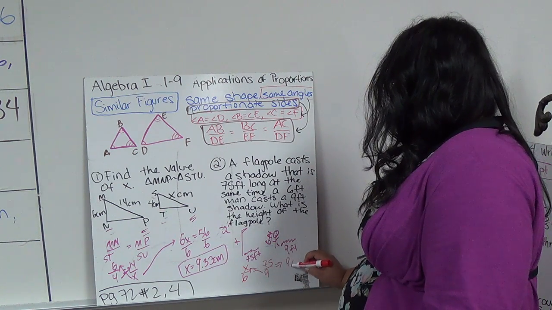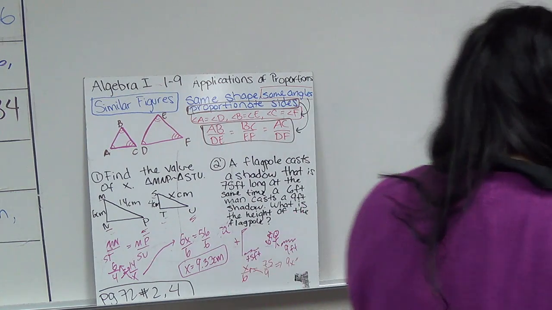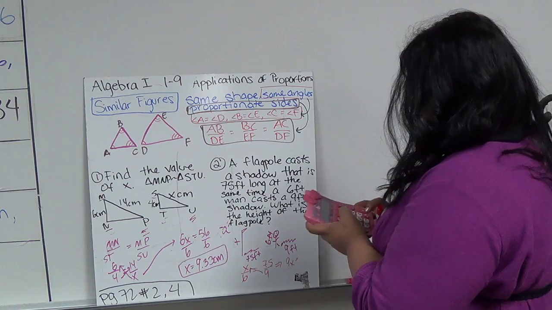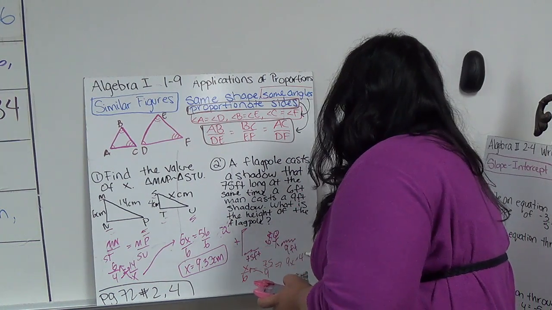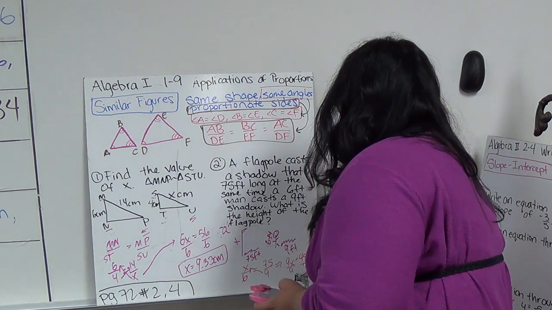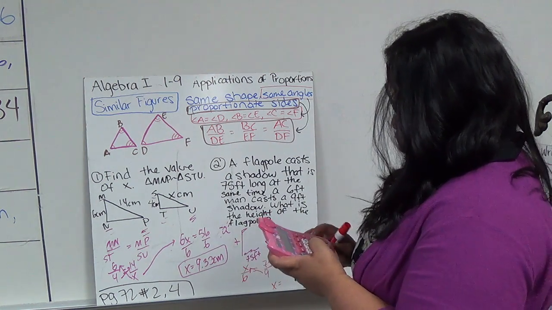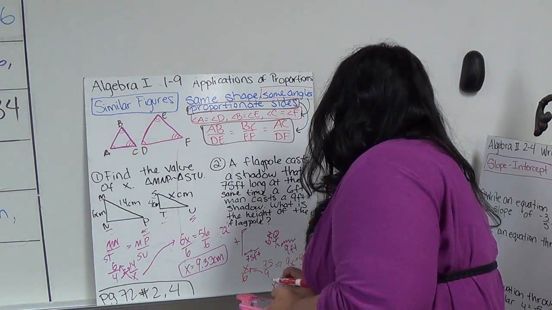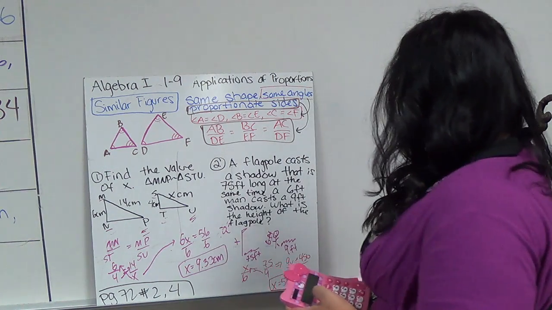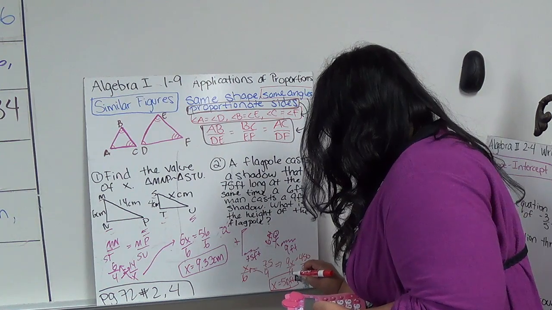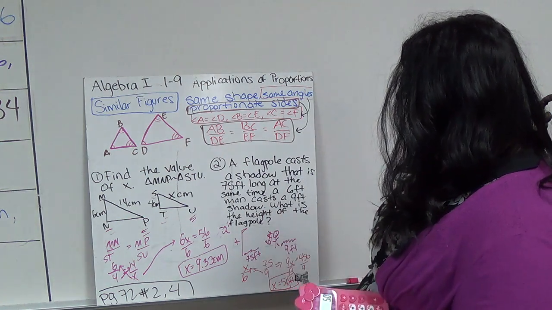I end up with 9x equals 6 times 75, which is 450. Divide both sides by 9, and I end up with x equals 50. So that means it's actually 50 feet, right? This means that the flagpole is 50 feet.